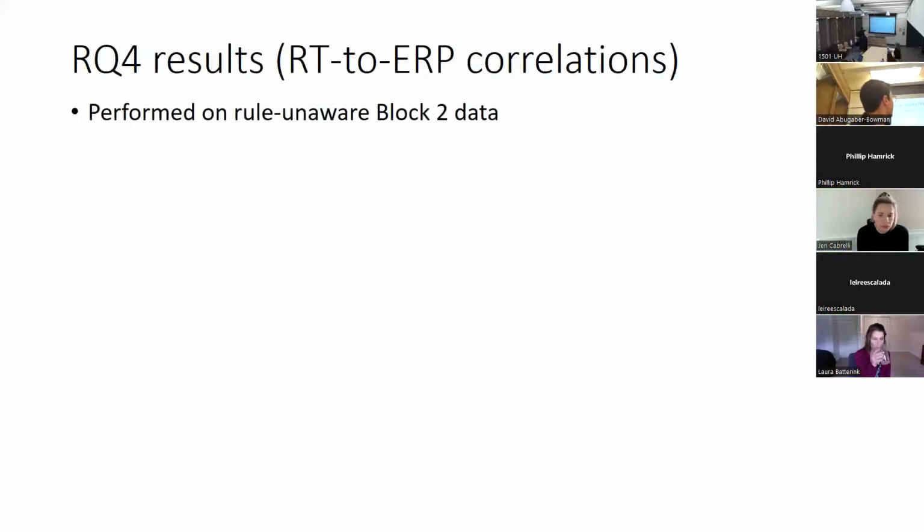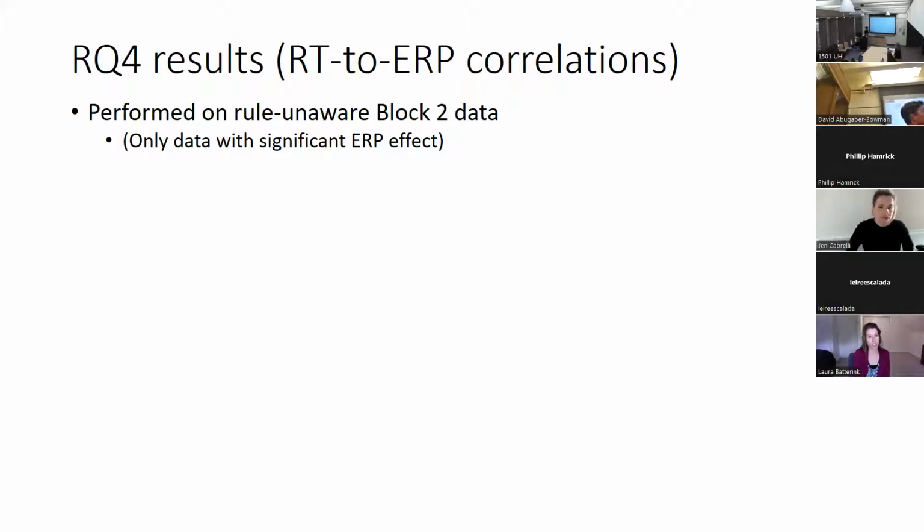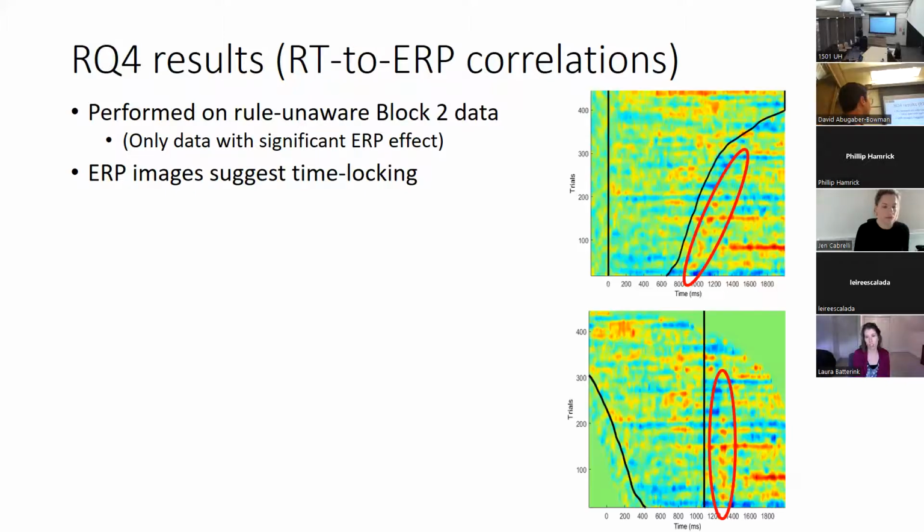So here to begin with, we performed this analysis on the rule unaware participants' block 2 data. This is the only block of the experiment where we got a significant ERP effect. We would have really liked to have done it on the rule aware participants, and then we could make more specific claims about consciousness and explicit processing. But we're working with what we have, the result that was significant, and we can at least still see how the neural indices are related to behavioral performance.